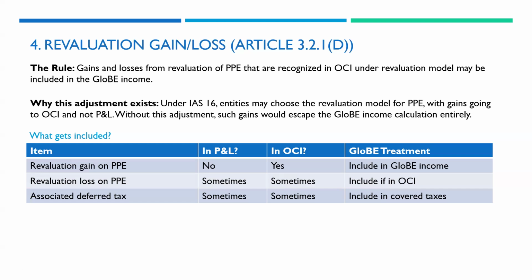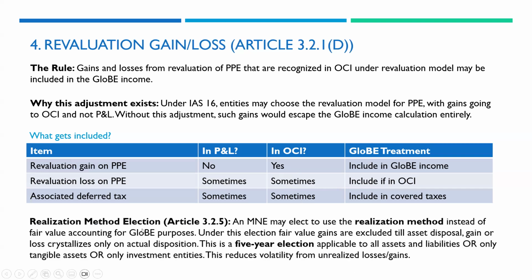Is this table clear to you? Perfect. So whatever is in OCI, you have to bring it into the GloBE calculation. And for an MNE, there is a realization method election also. Just like we have a realization election in corporate tax, there is a realization election here also.